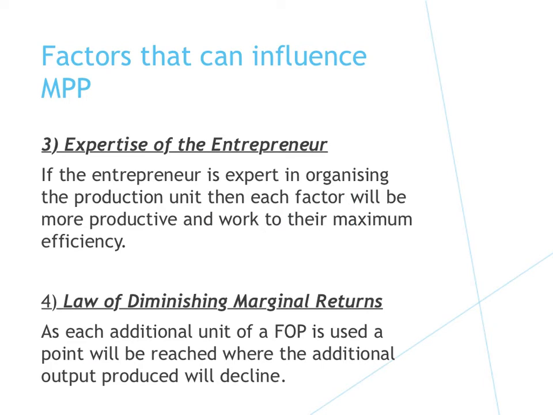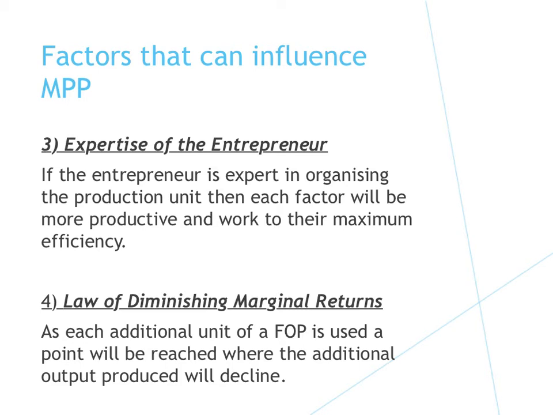The third thing is the expertise of the entrepreneur. So if the entrepreneur is an expert in organising the production unit, then each factor will be more productive and work to their maximum efficiency. So in the case of our bakery, the person who owns the bakery should be somebody who has a lot of experience in that background, who knows exactly what is required, what different sections of the bakery that you need, and who would fit those sections perfectly. So your entrepreneur should have some sort of knowledge of the background.